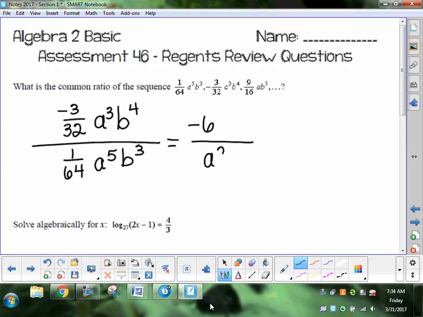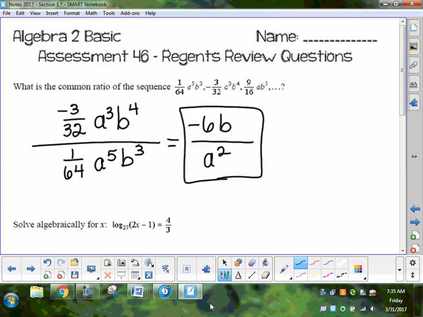Okay. Next part that we're going to look at, what happens, Taylor, when we divide the B's? What's left and where is it? There you go. Questions on that?